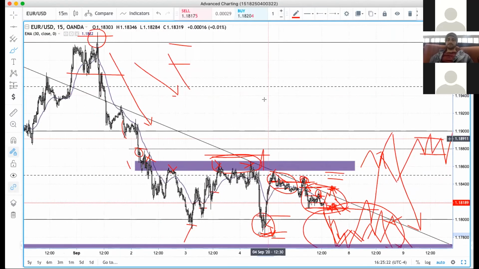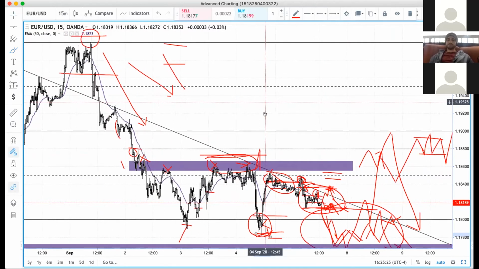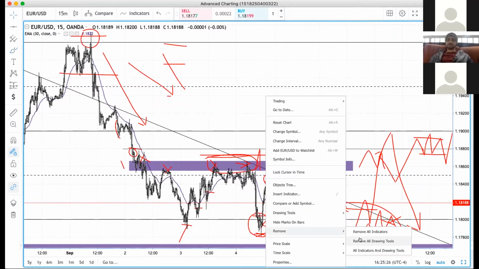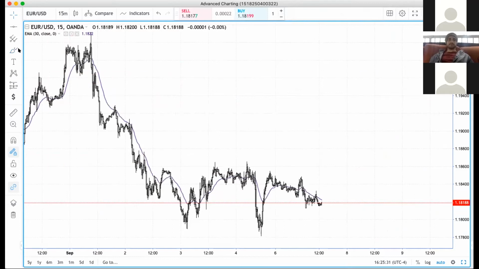It can go halfway up to the other side of the range. It doesn't have to go fully. If you're unsure of the direction, it doesn't have to go fully. You can take your profits halfway.